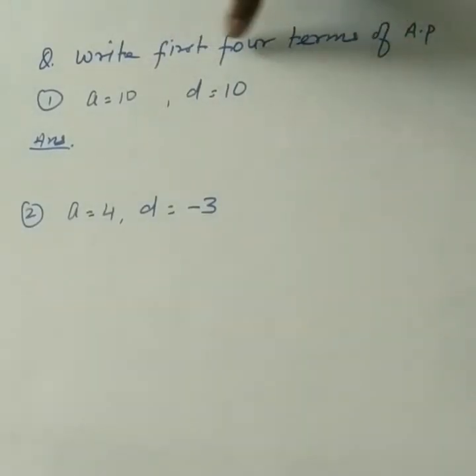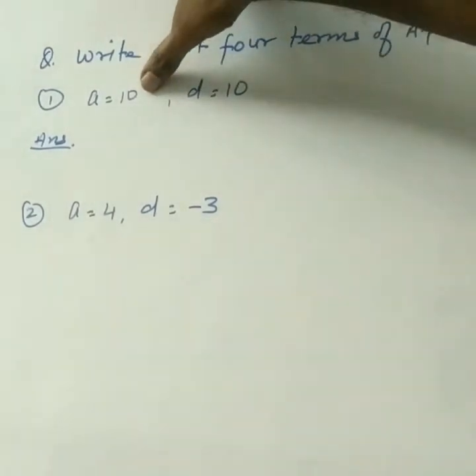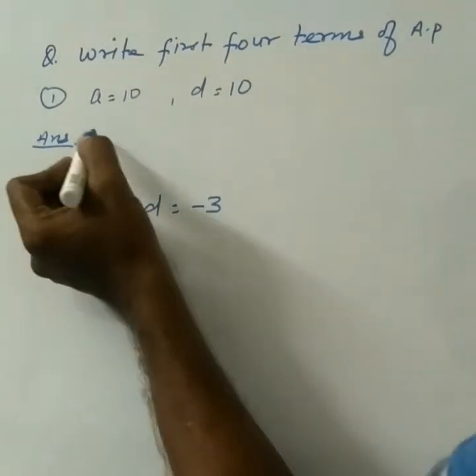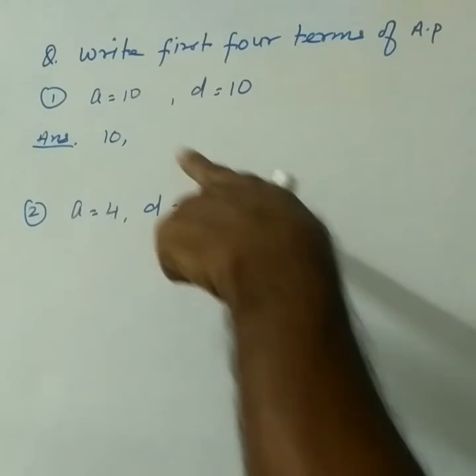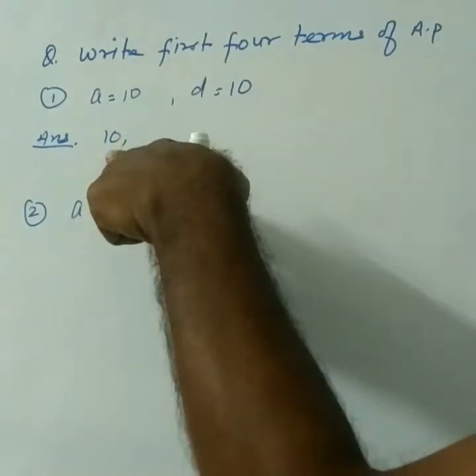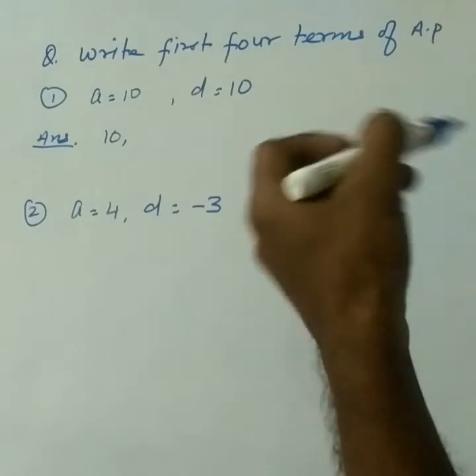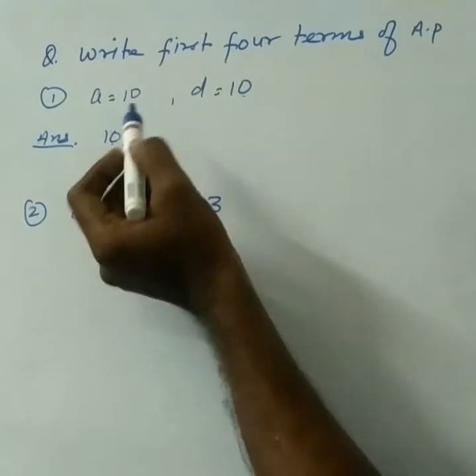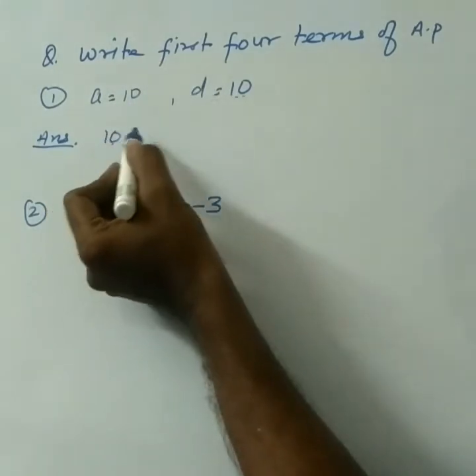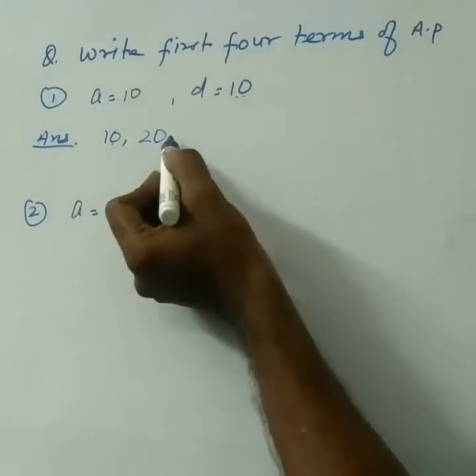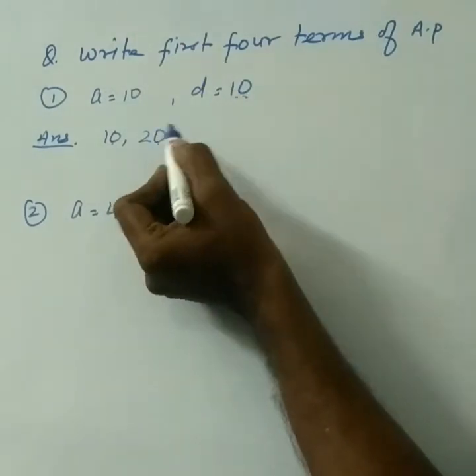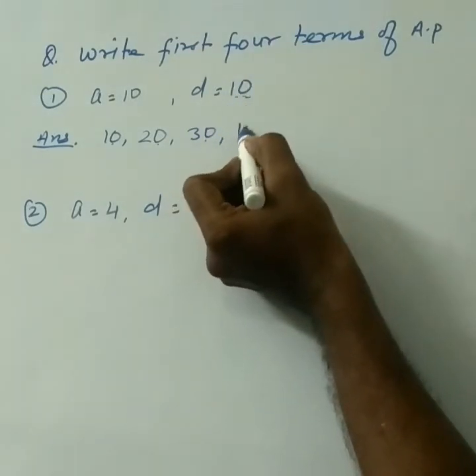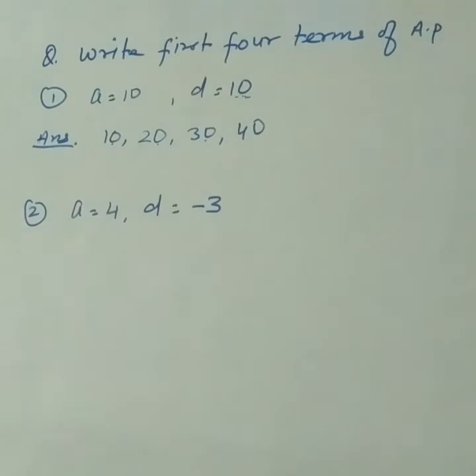Here we write the first 4 terms of AP, where a is given 10, d is given 10. The first term is a. Now, we keep on adding this d to the number and we get the next terms. When we add 10 to it, we get 20. Then add 10 to this number, that is 30. Then add d to this number, we get 40. These are the first four terms.